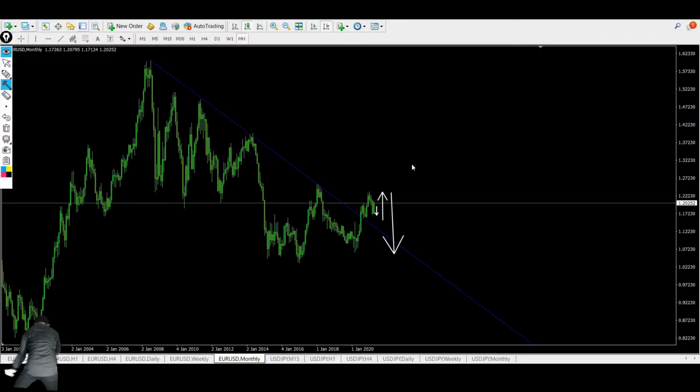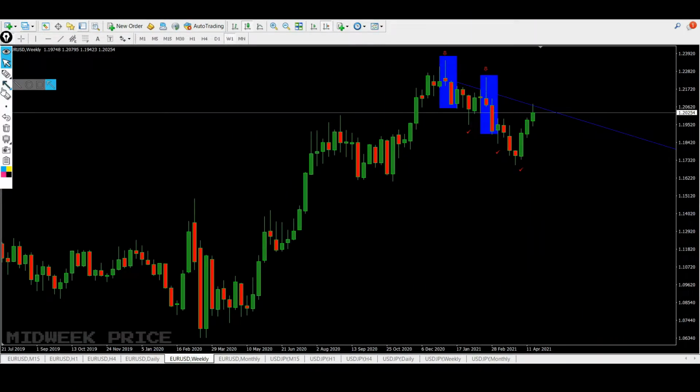Okay, let's talk midweek price. Okay, this is a weekly chart. Here's the setup we've been looking at for the last couple months. So we had a strong short trade right here. Then a weak short trade formed here. So as price pulled back, we were short biased right back down to this pivot low right here.